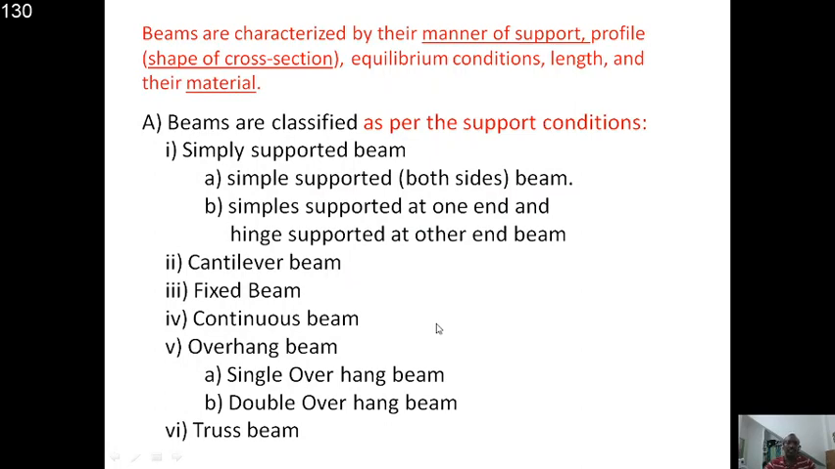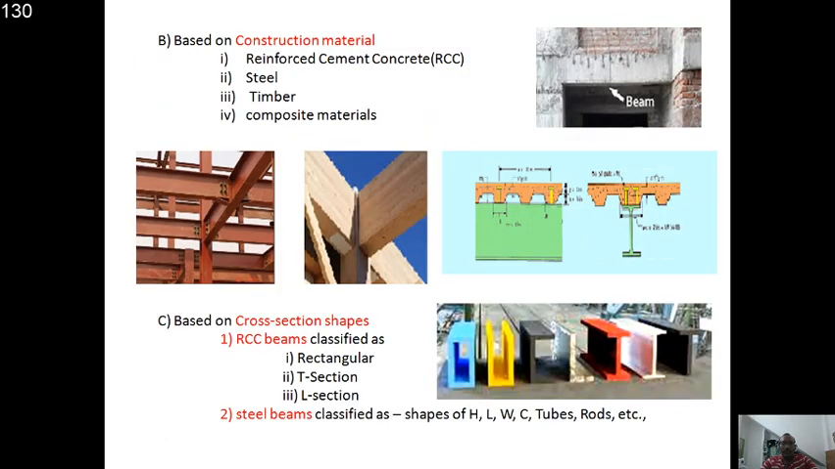So coming to the further classification: continuous beam, overhang beam, single overhang beam, double overhang beam, truss beam. We will see these classifications in upcoming sessions. Moving to the next classification, based on constructional material, that means which type of material you are going to use. That is reinforced cement concrete, steel, timber, composite materials.